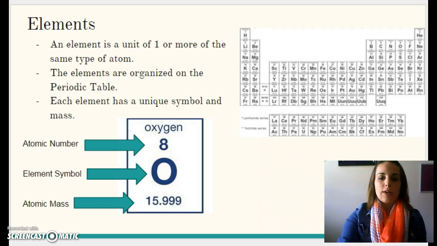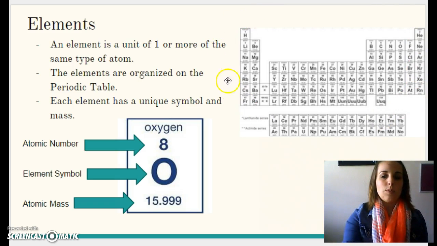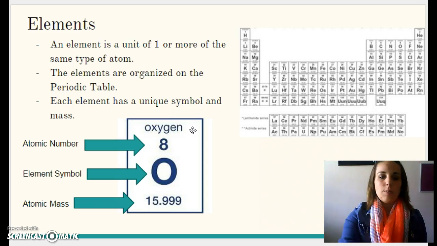And elements are arranged on the periodic table, and you guys have probably seen these posters up around the room. And an element is very unique. So, for example, if we take a look at oxygen, oxygen is an element made up of oxygen atoms. And each oxygen atom has 8 protons, and we know that because of the atomic number.